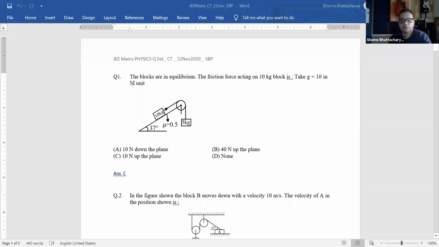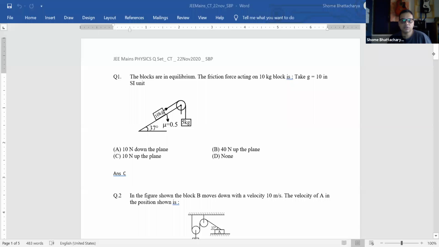So these are specifically the questions only from friction and Newton's laws of motion from the common test mains paper that had happened. So we'll just go through these. Let me know if you have any doubts in any of these questions. Okay, so this was from the mains paper.